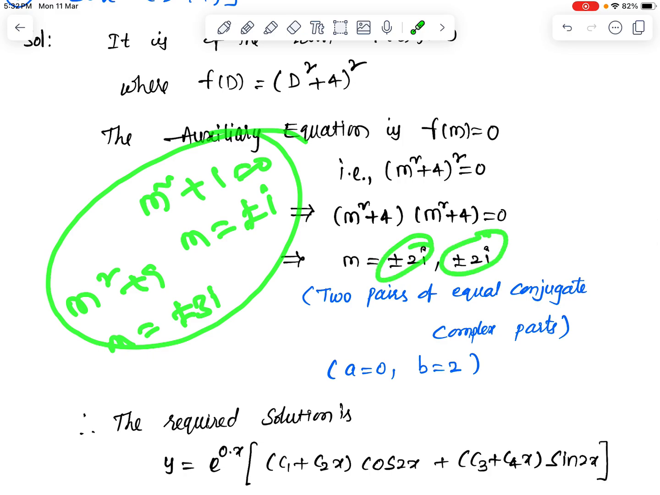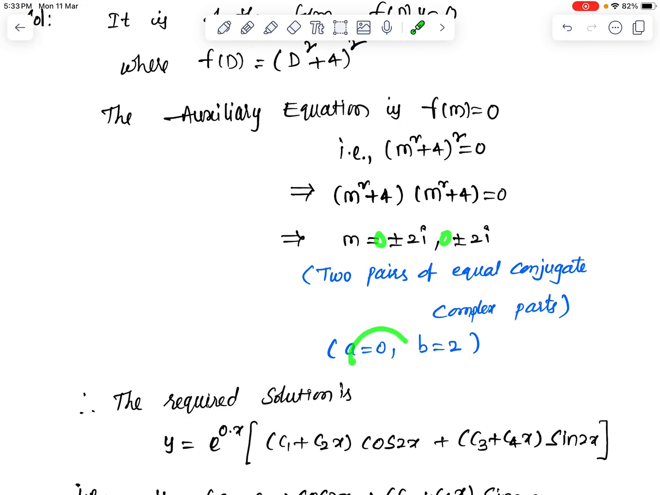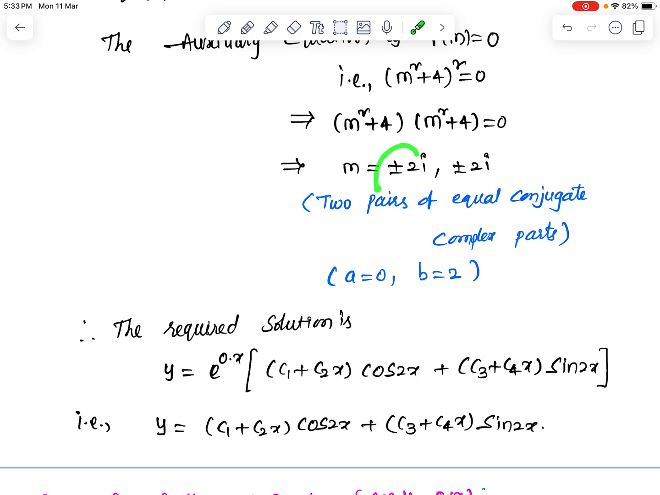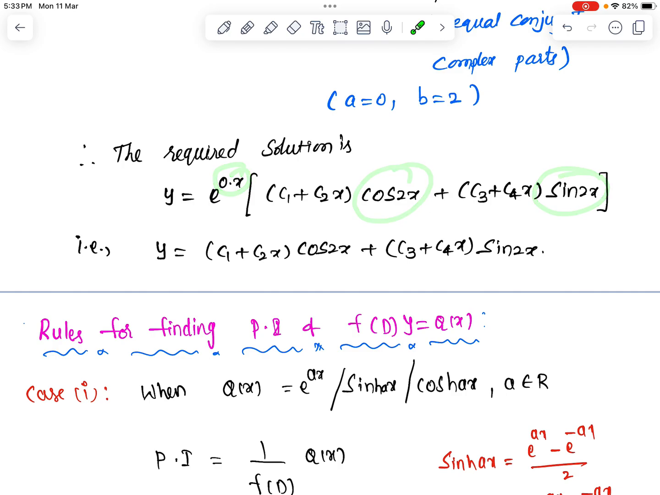Here these two pairs of roots are equal and are conjugate complex pairs. Here a is equal to 0, b is equal to 2. So the required solution, since two pairs are repeated, is e power a into x, meaning e power 0 into x, (c1 plus c2 x) into cos 2x plus (c3 plus c4 x) into sin 2x, it is the required solution. E power 0 x is 1, so it is written as (c1 plus c2 x) into cos 2x plus (c3 plus c4 x) into sin 2x.